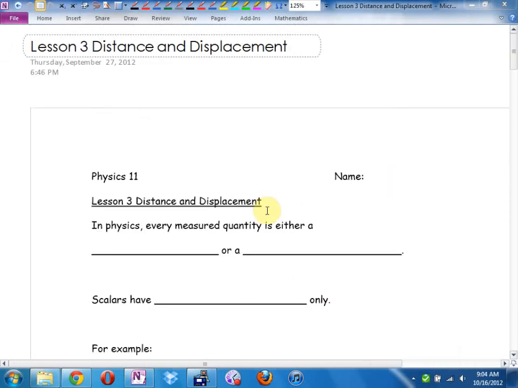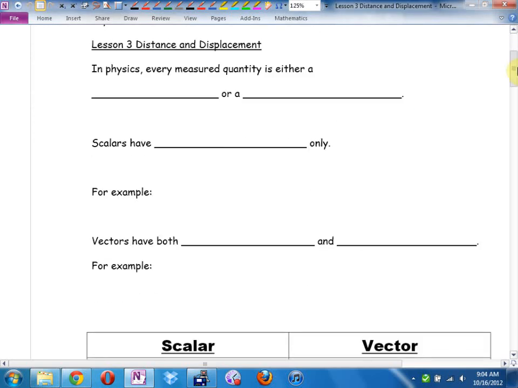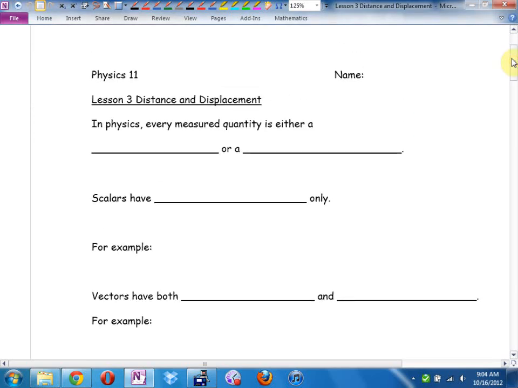So continuing on, doing 2 lessons in one day. Lesson 3, distance and displacement. In physics, my friends, every quantity in physics is either a scalar or a vector. Scalars have magnitude only.